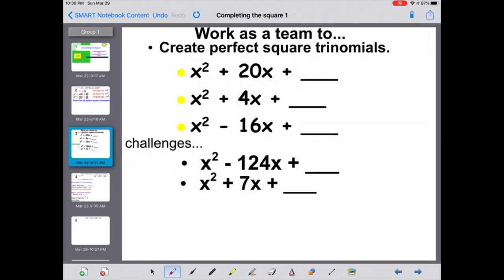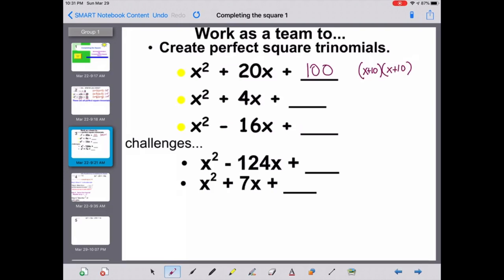So now we want to think backwards. What would this last number be to make this a perfect square, this missing number here? Well, if we think about it, what would the factors have to be? Well, what number plus itself gives you 20? Oh, it's got to be 10. So it would have been x plus 10, and then 10 times 10 is 100. So that's what would have gone there.